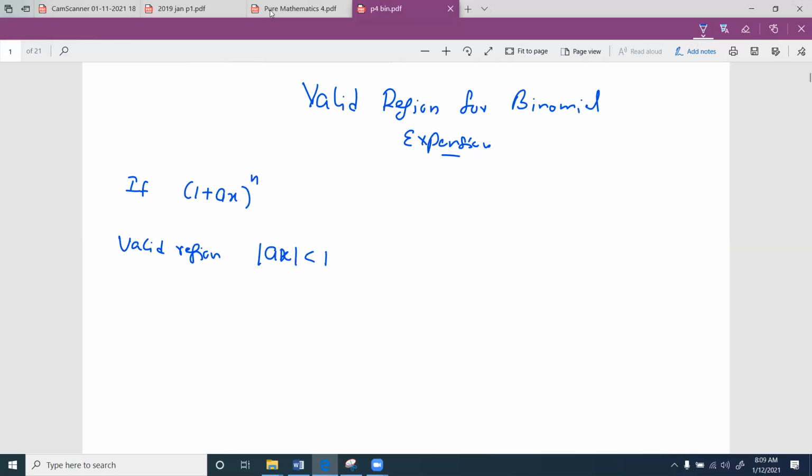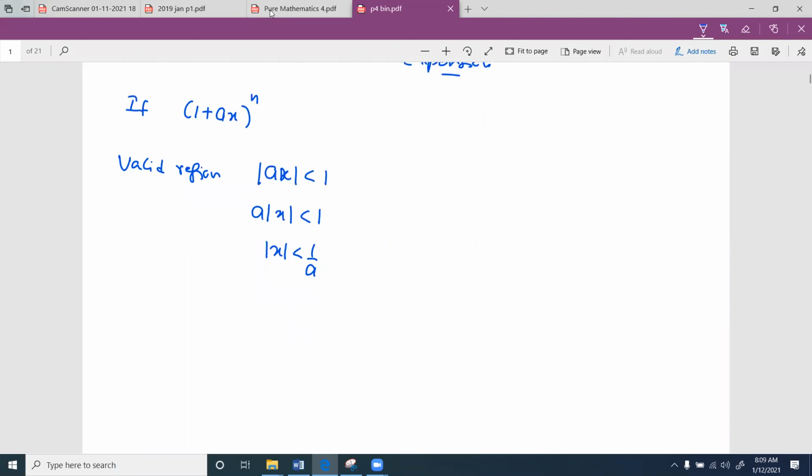That means you can take the a out, because when you take the modulus, it is just like this 1. Therefore the modulus of x becomes less than 1 over a. That is a fact we have to understand. Let's come up with this kind of situation.